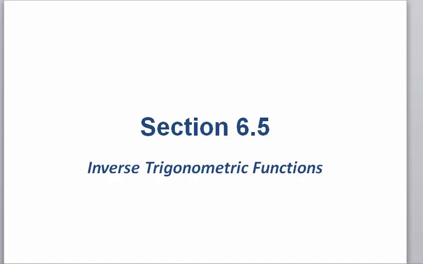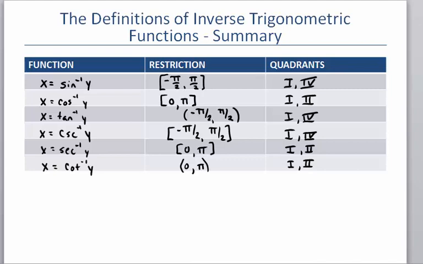We're now going to continue our discussion of 6.5 and look at some problems and examples utilizing the inverse trigonometric functions. Let's begin with a quick review of the definitions of these functions, how they're defined on the graph, and which quadrants they're going to pull from. So in our chart from our last presentation, you can see that we have the 6 inverse trig functions. We have the restriction on the domain for each one, and we have the corresponding quadrants that we will be using as we work problems.